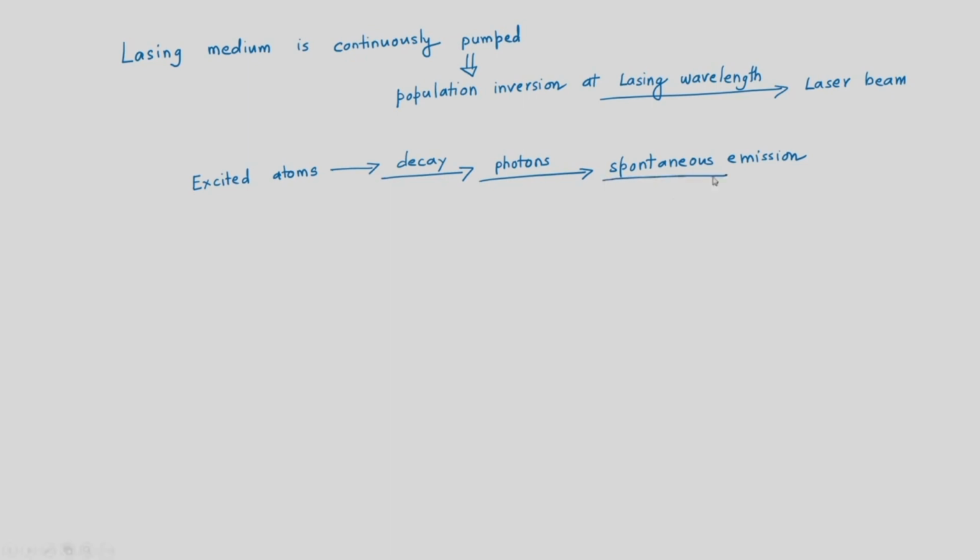But this spontaneous emission is in all directions. So, what we want is for the spontaneously emitted electrons or atoms to come along the axis, or on axis, which will contribute for laser production.